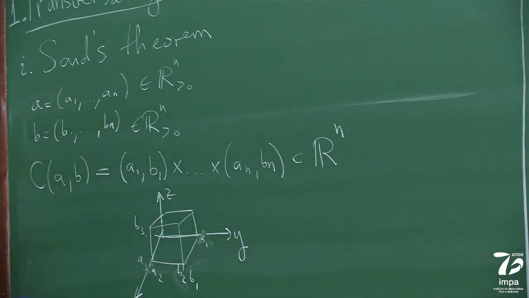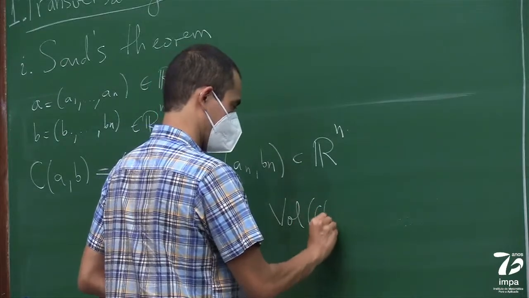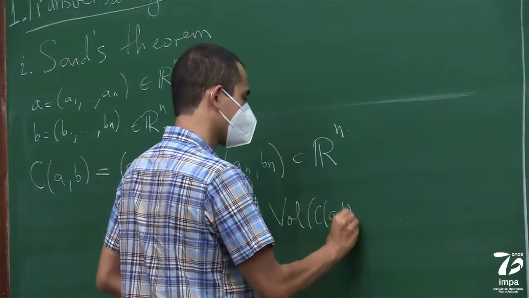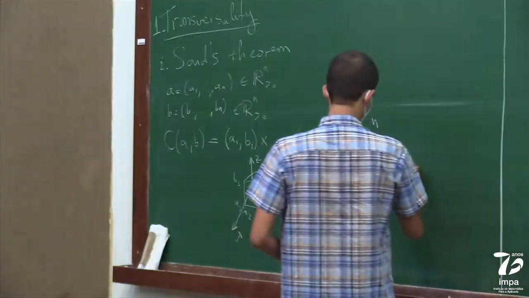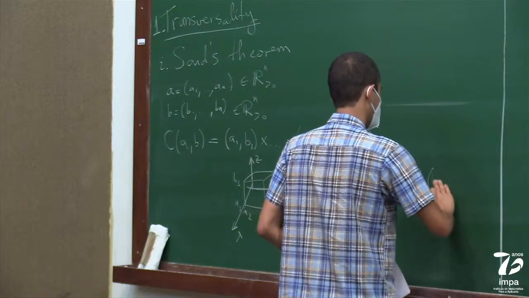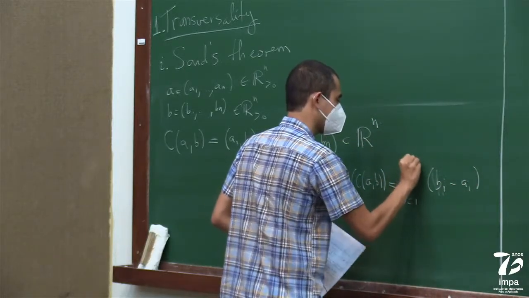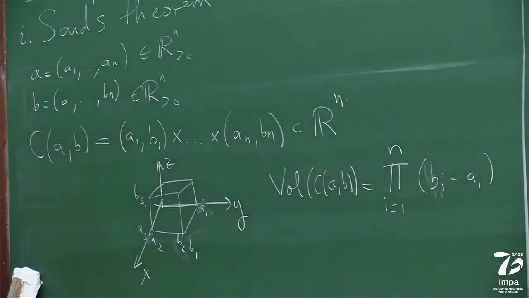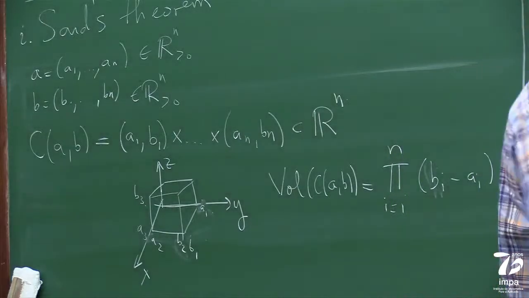All right. Okay. So for such a cube, we define the volume of the cube as just the product of the differences. So this is very standard. So the product of (Bi minus Ai). Okay, so now I can say what it means for a set to have measure 0.